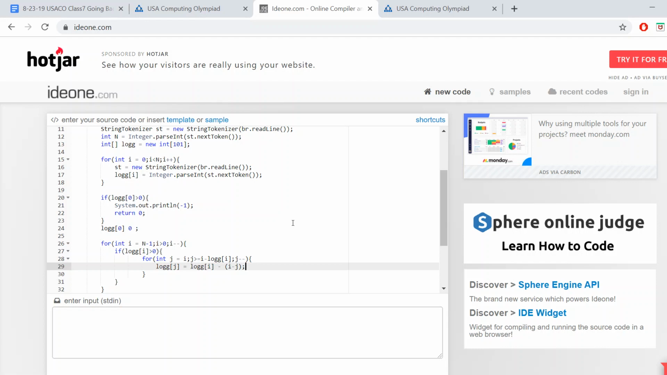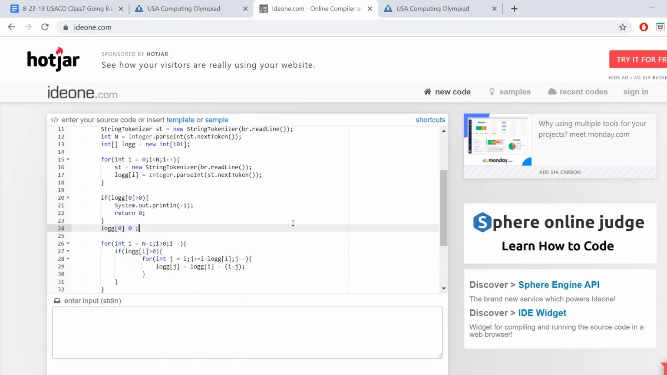Why did you just have it like if log 0 is greater than 0, you just print -1? If what's greater than 0? Log 0 greater than 0. Oh, because if the first day is not a -1 or a 0, then you know that it's impossible. Because if the first day says 1, that means there was no breakout that day, which is not possible.